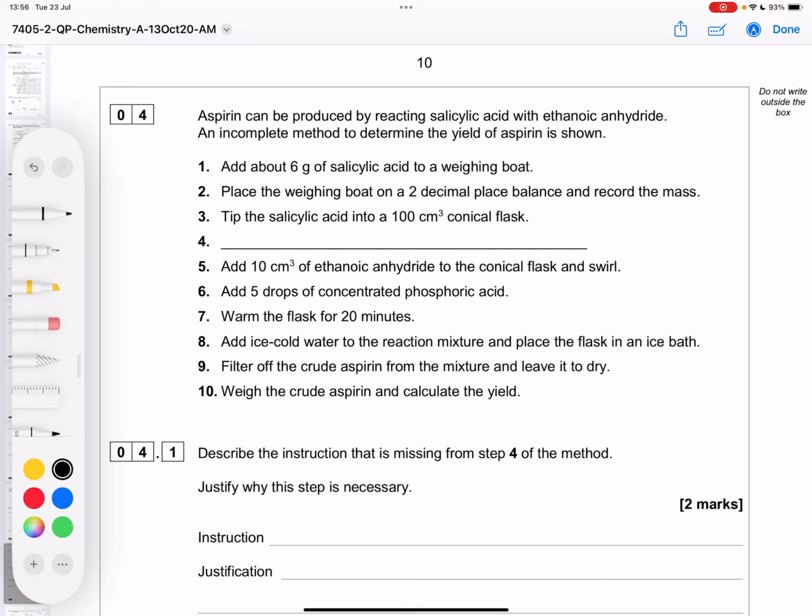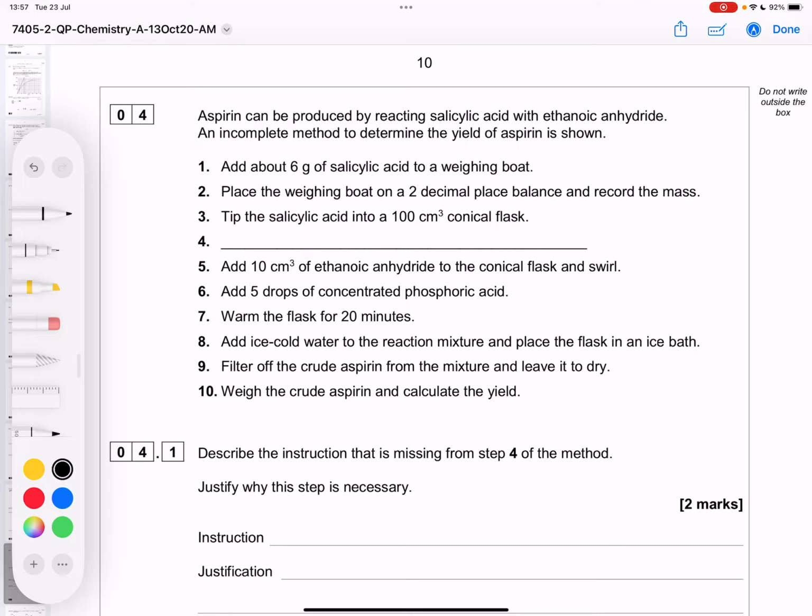Aspirin can be produced by reacting salicylic acid with ethanoic anhydride. An incomplete method to determine the yield of aspirin is shown. Add about 6 grams of salicylic acid to a weighing boat. Place the weighing boat on a 2 decimal place balance and record the mass. Tip the salicylic acid into a 100 centimetre cubed conical flask. And then we've got our step missing.